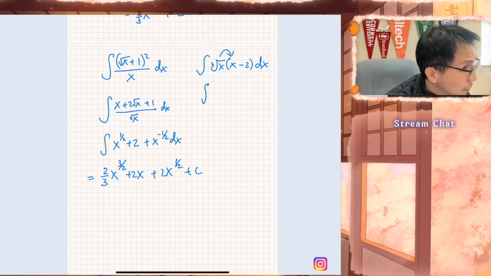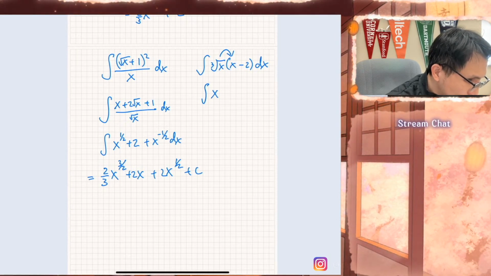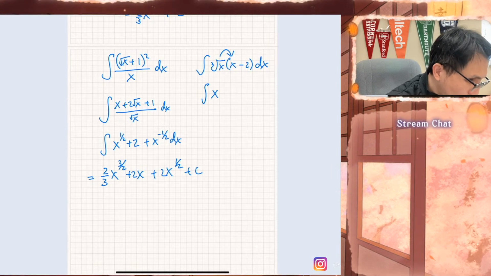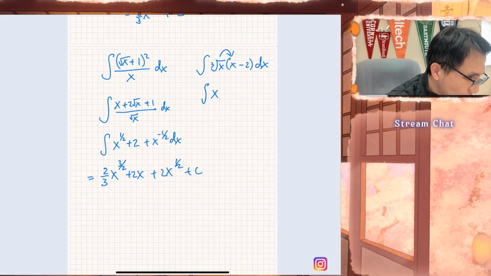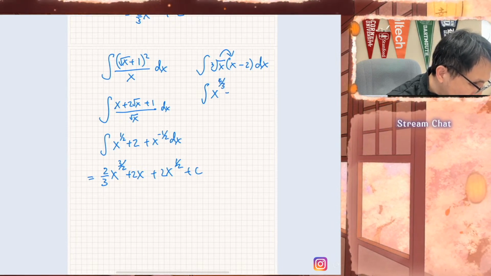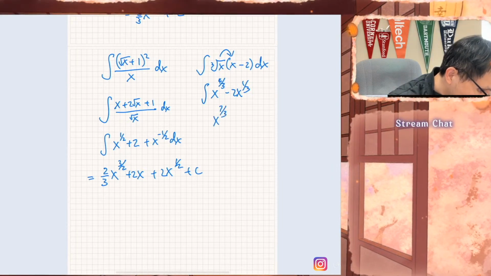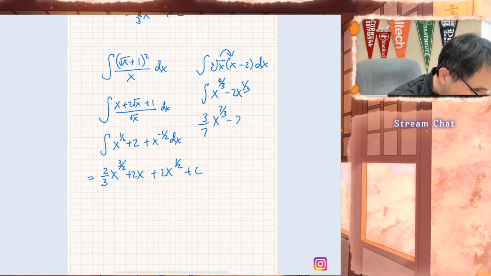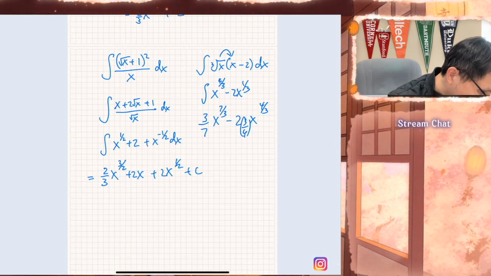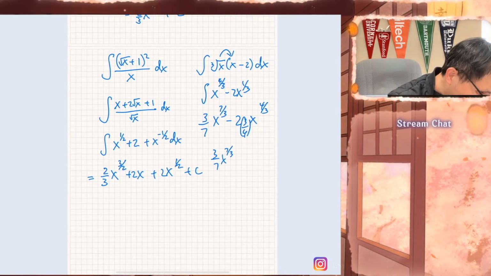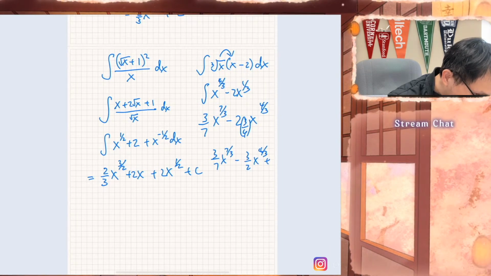Can I distribute this? Yeah. X to the which power? 1/3. Well, 1/3 times 1 is what? X to the 1/3 times x. This is 4/3, right? And if I do integration, this one's going to be 7 over 3, so 3 over 7. Minus 2x to the 4 over 3 times 3 over 4. So it'll be 3 over 7 x to the 7 over 3 minus 3 over 2 x to the 4 over 3 plus c.